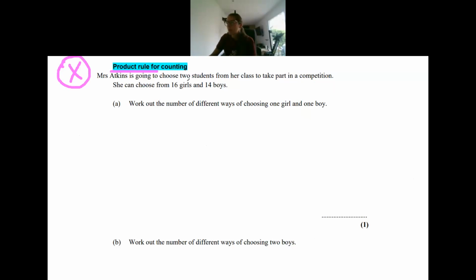So Mrs. Atkins is going to choose two students from her class to take part in a competition. She can choose from 16 girls and 14 boys. The number of ways of choosing 1 girl and 1 boy, so you've got a choice of 16 girls and 14 boys, so you just multiply those numbers together. 224.